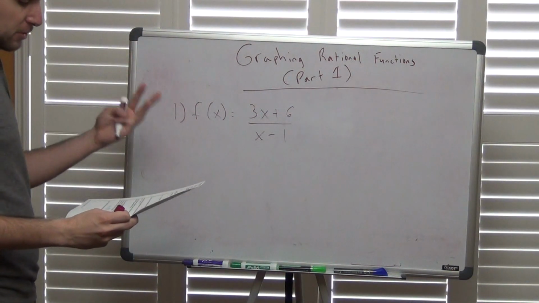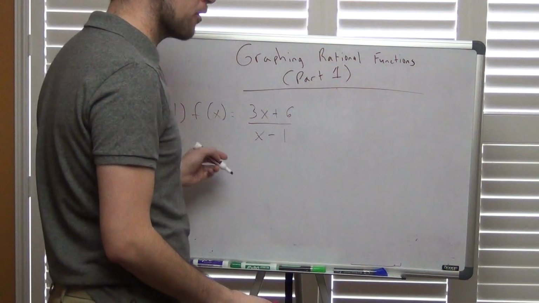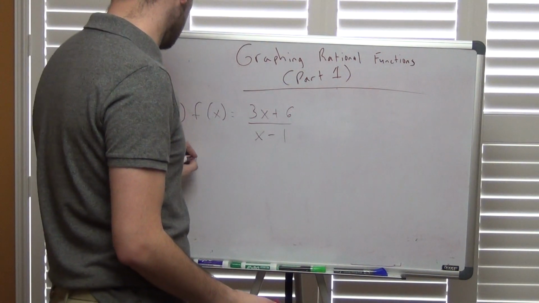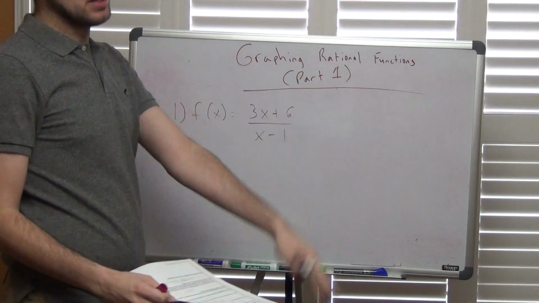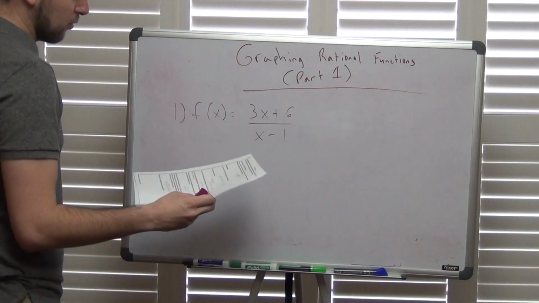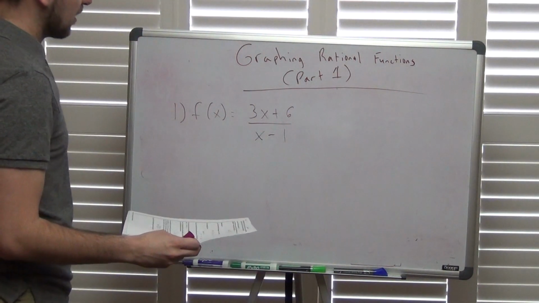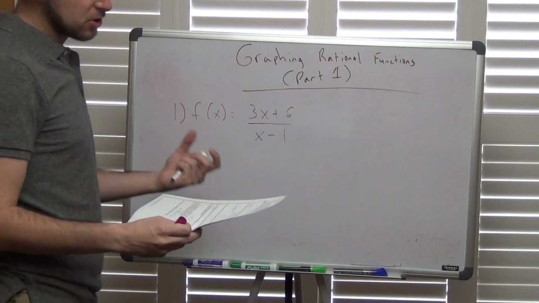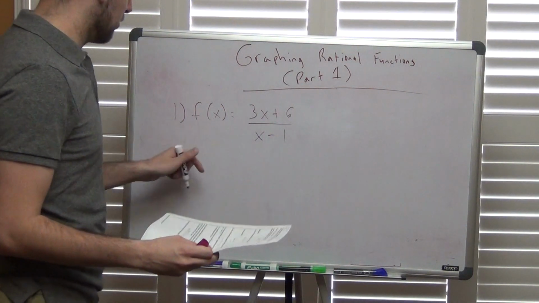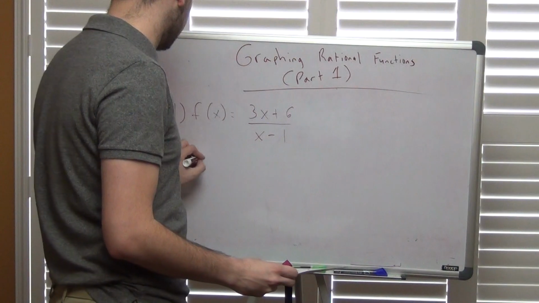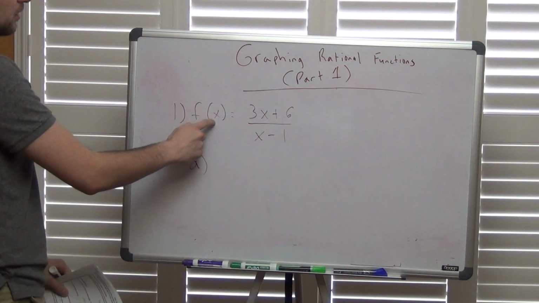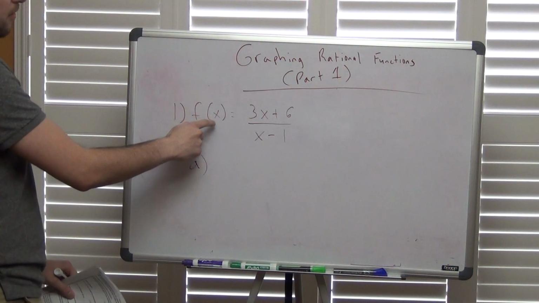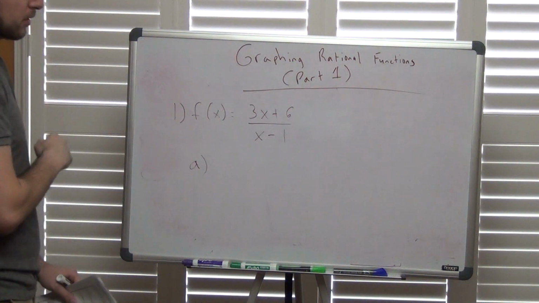Alright, so we have four things we need to find: the x and y intercepts, the horizontal asymptotes, and the vertical asymptotes. Well, let's start with the intercepts, part A. So the y-intercept is going to happen when x equals 0.